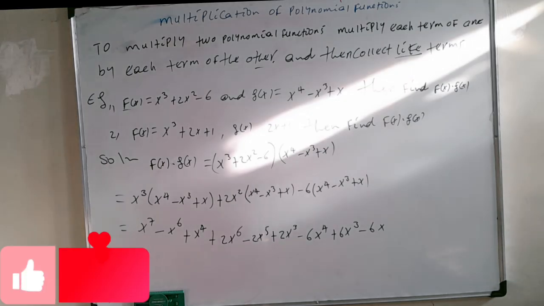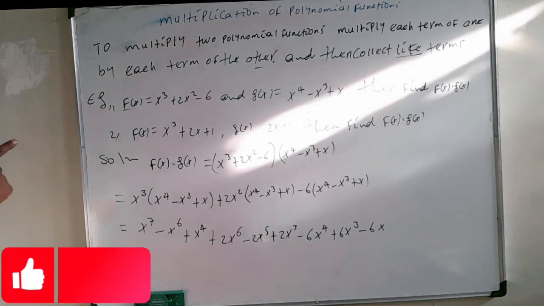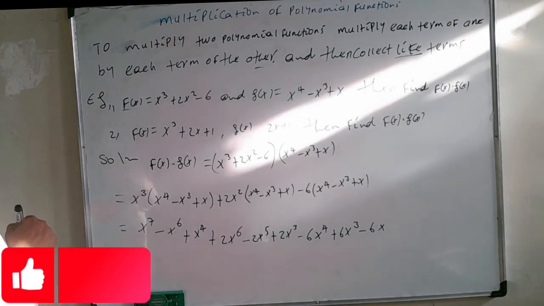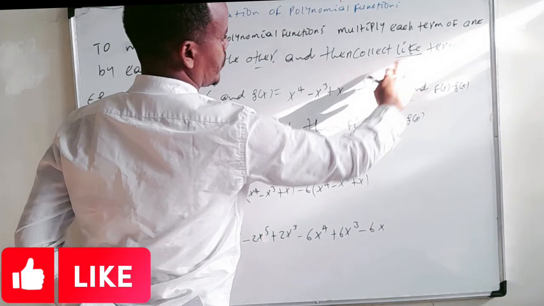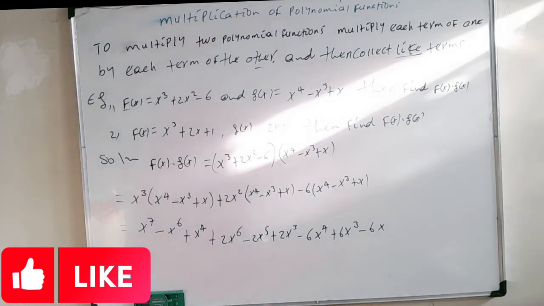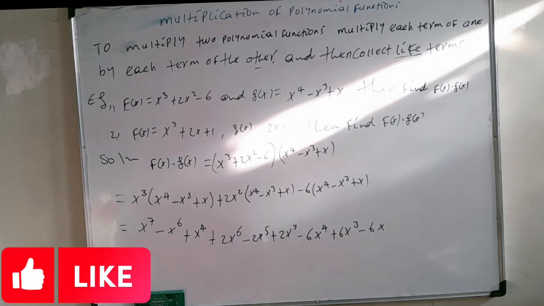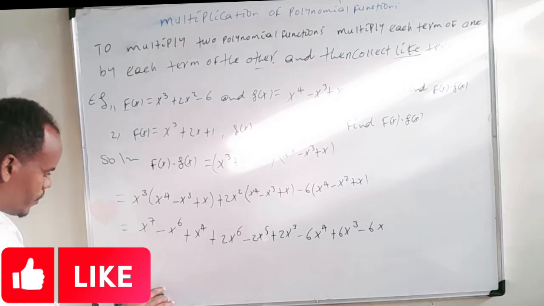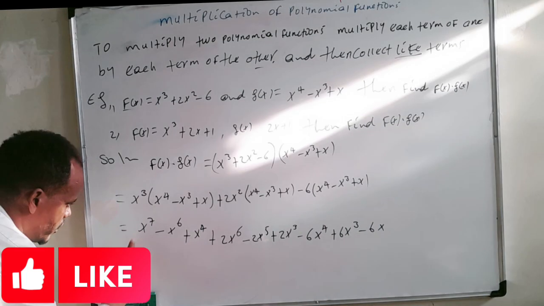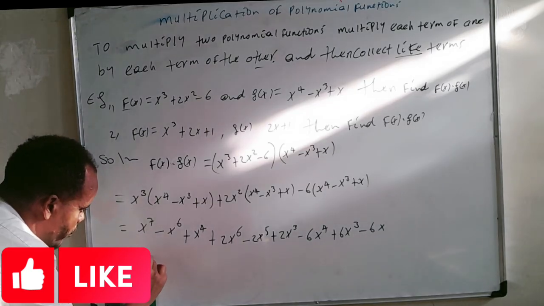Okay, then collect like terms. After that, multiply each term of the first one by each term of the second one, then collect like terms. Like terms means having the same variable and also the same exponents. Here the highest exponent, or the degree, is x to the power of 7.